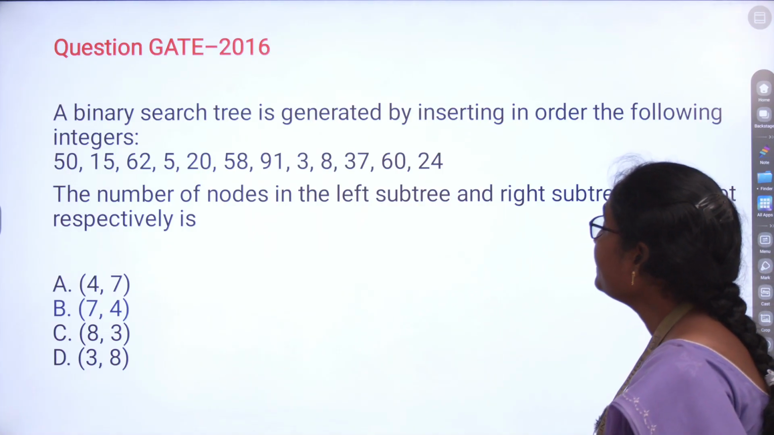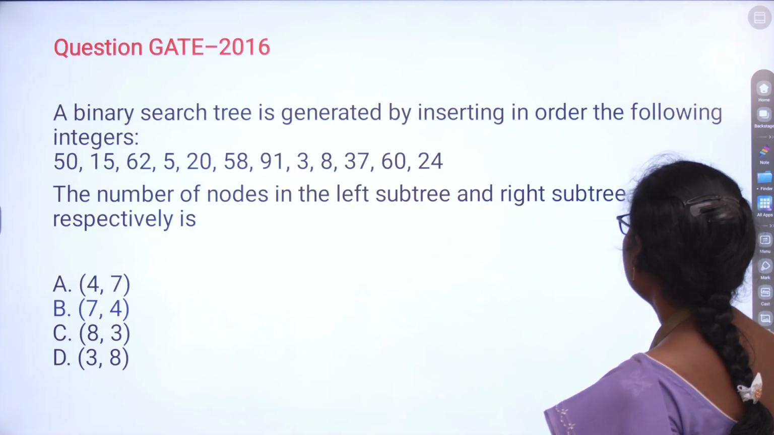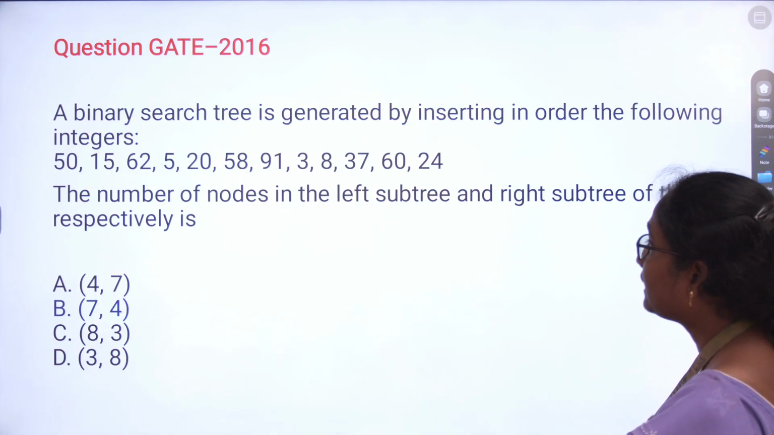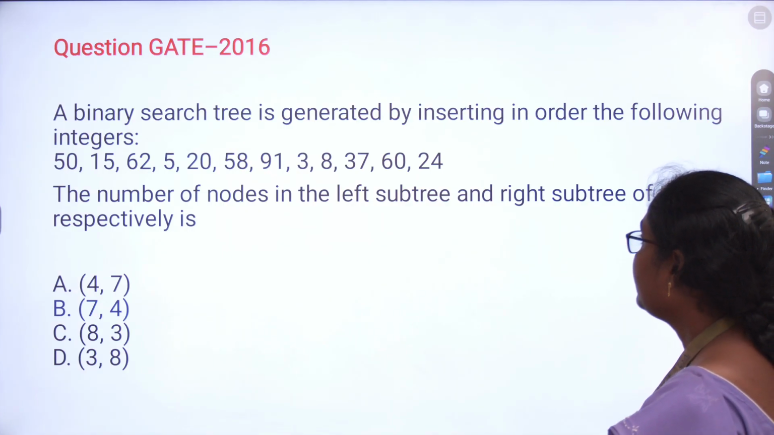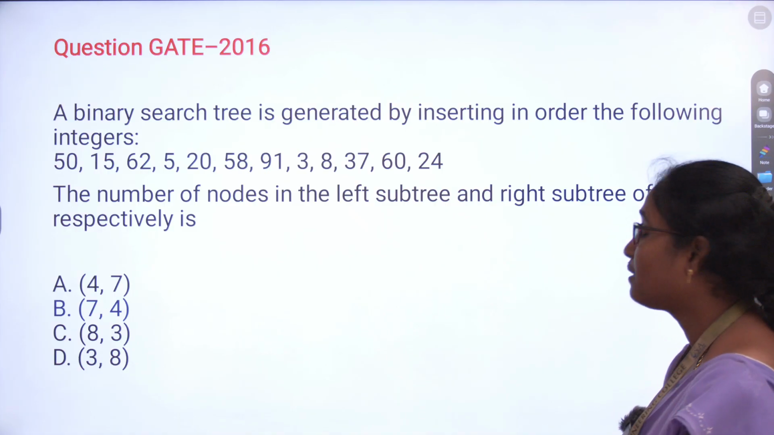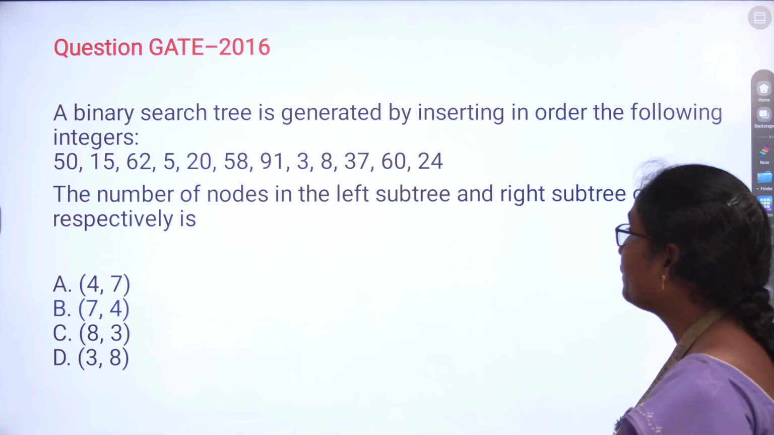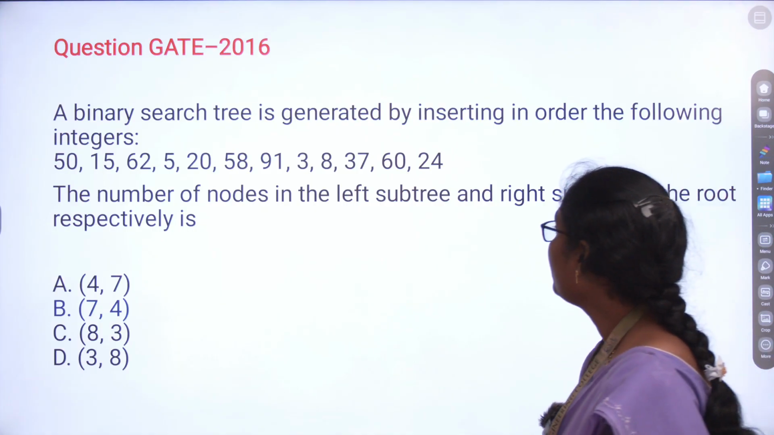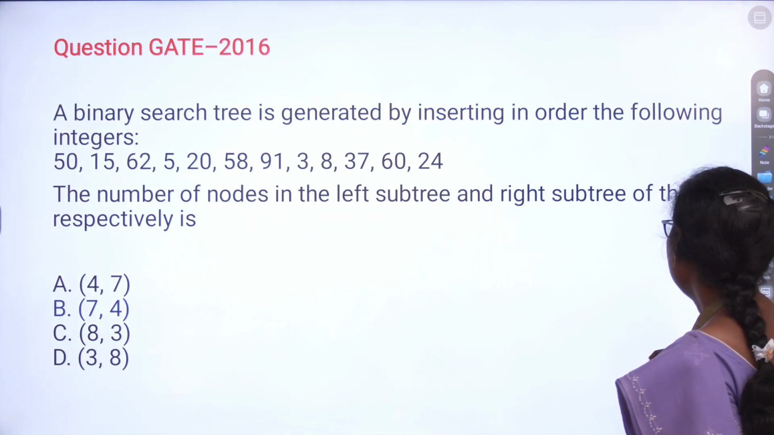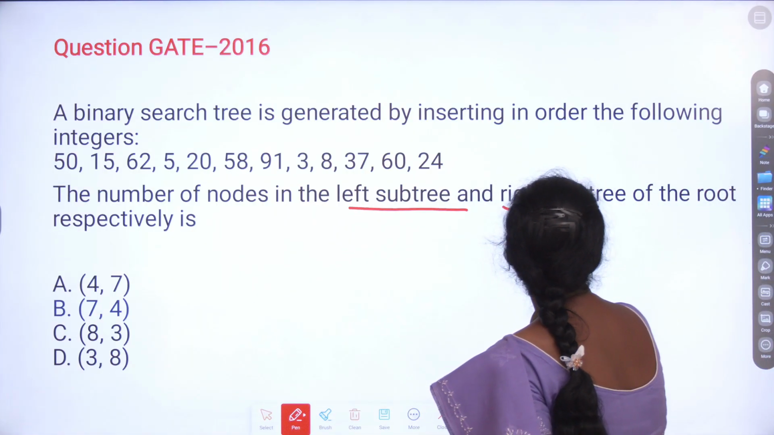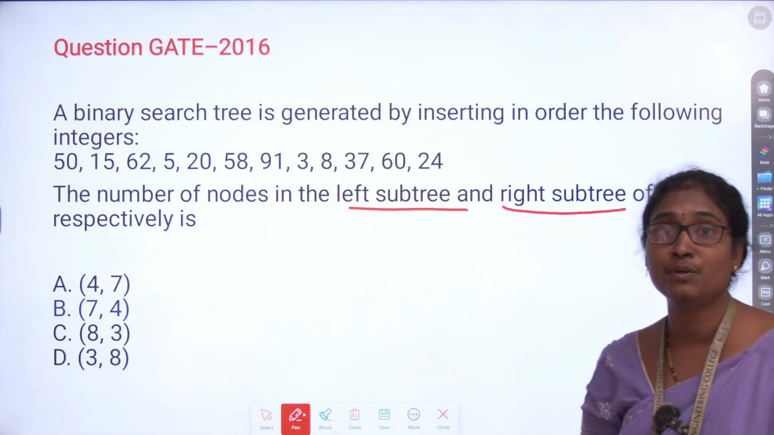Next one: a binary search tree is generated by inserting in order the following integers 15, 50, 15, 62, 5, 20, 58, 91, 3, 8, 37, 60, 24. The number of nodes in the left subtree and right subtree of the root respectively is. First you need to construct the binary search tree, then you need to calculate the number of nodes present in the left subtree and the number of nodes present in the right subtree.